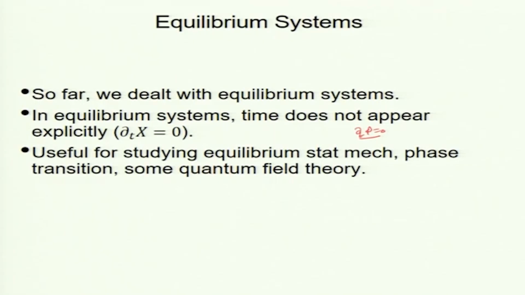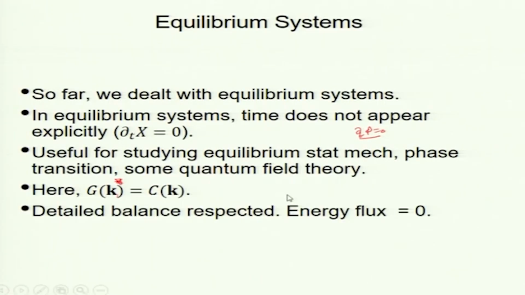For example, even superconductivity will be in the equilibrium framework, but if you are looking at conductivity, quantum conduction, then that will be non-equilibrium. I think it will become clear when I give some examples. For equilibrium systems GK is CK, I in fact demonstrated it using an example. Green's function and correlation functions are the same, and we do not have frequency dependence, omega was not there. And detailed balance is respected, so energy flux or energy transfer from one to other is 0.